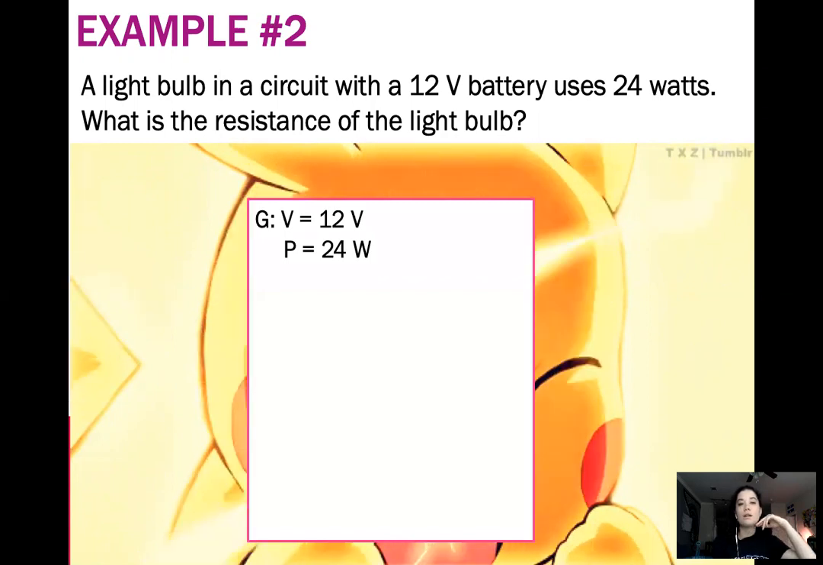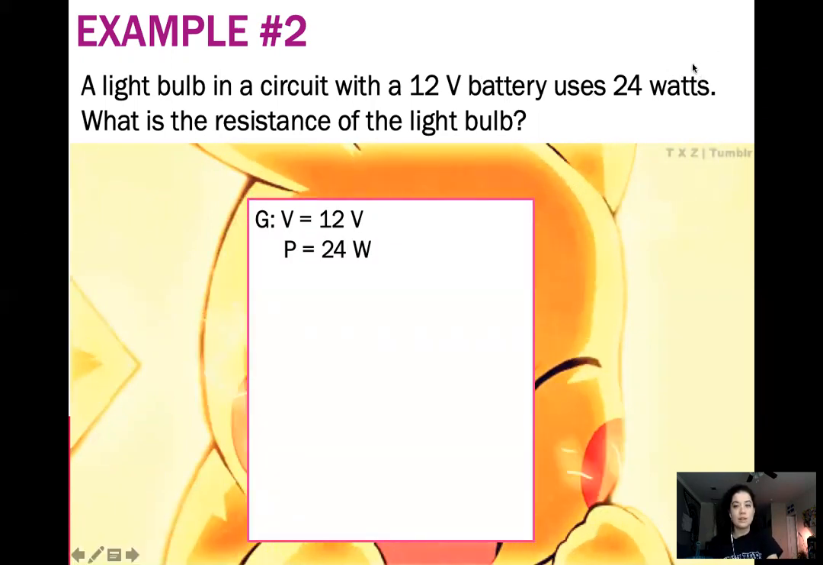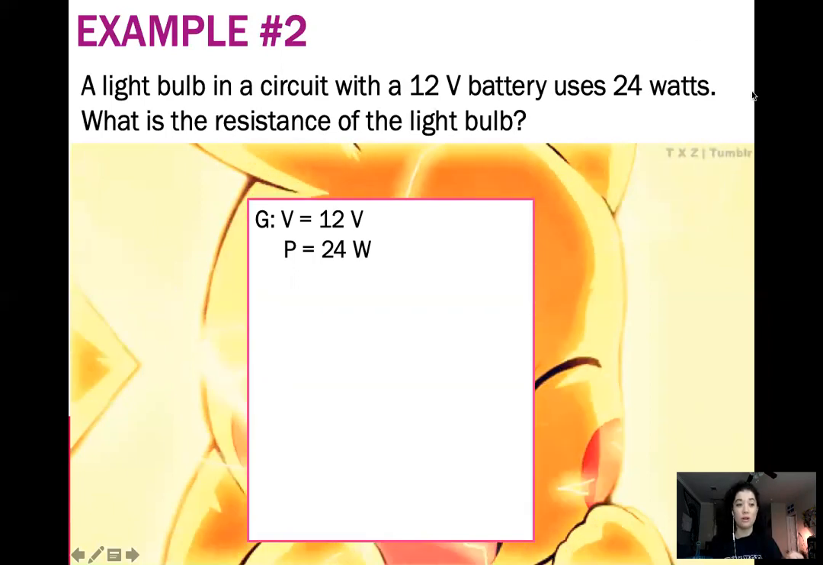All right, our V is equal to 12 volts. Our power is equal to 24 watts. And again, this is why that table is going to help you. Notice that these problems aren't saying it's got a power of 24 watts. You need to see this and know that it's talking about power.